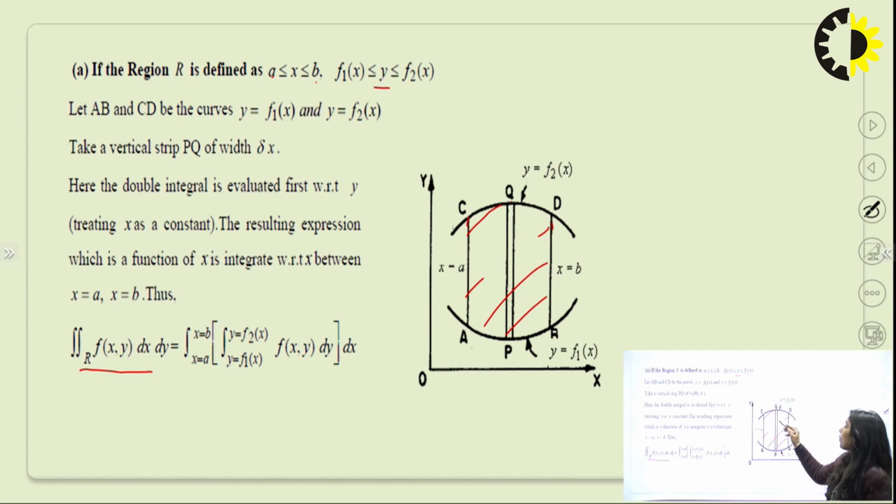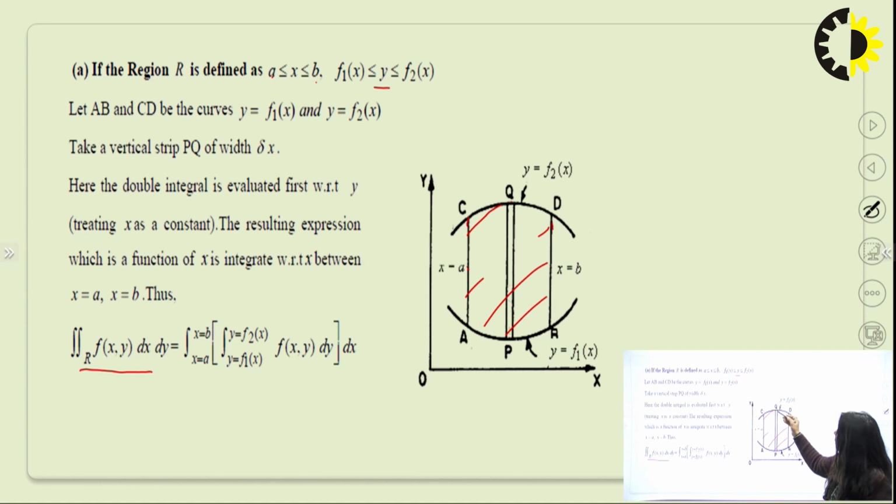Over the region R, x is bounded by a to b. To find this integration, we will assume a vertical strip or a horizontal strip. If we consider a vertical strip, then the limits of x will be constant and the limits of y will be variable. If we consider a horizontal strip, then the limits of y will be constant and the limits of x will be variable. And if the region is rectangular or square, then both the limits of x and y are constant.